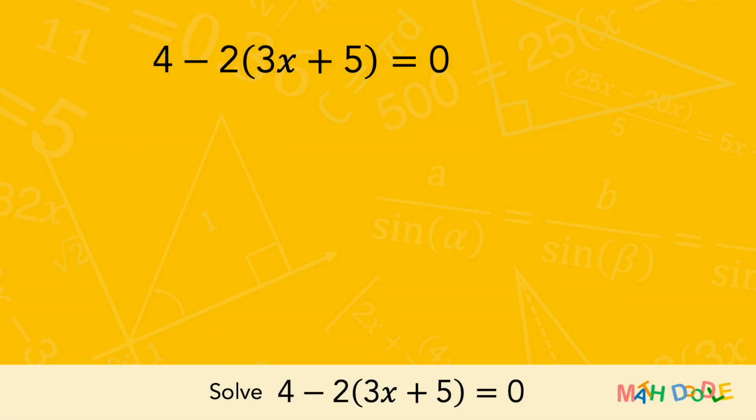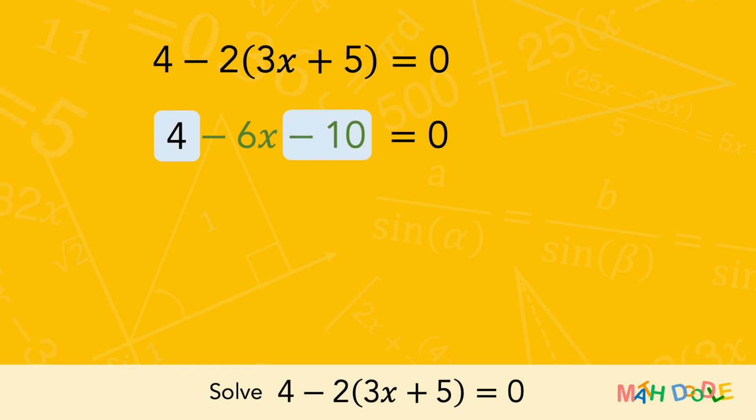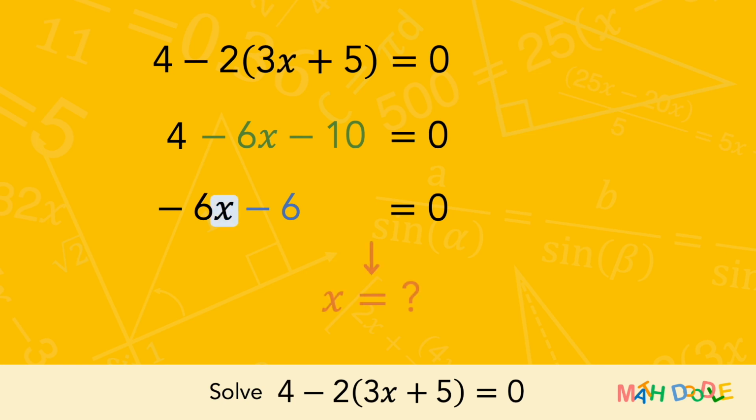To solve this equation, let's first remove the parentheses by multiplying each of 3x and 5 by -2. Then, let's combine like terms. In other words, we are going to combine the terms without x. 4 minus 10 is -6. Now, we are going to rewrite the equation so that the left side of the equation has only x.